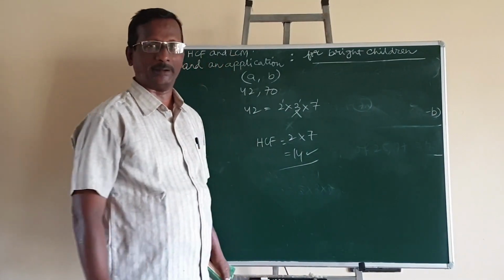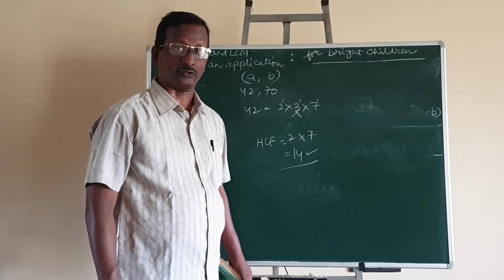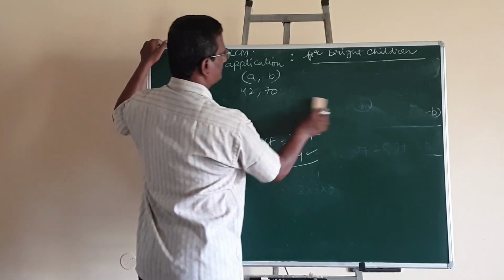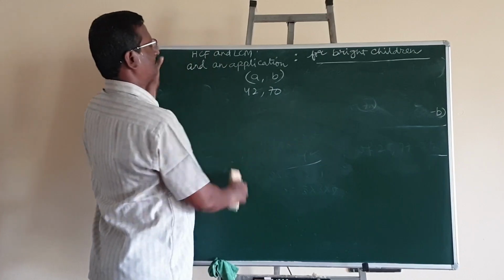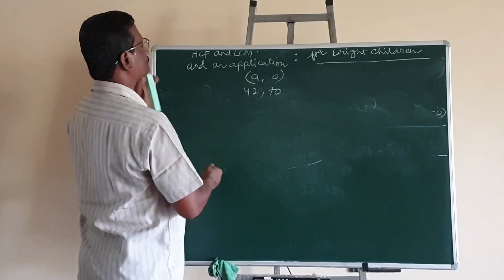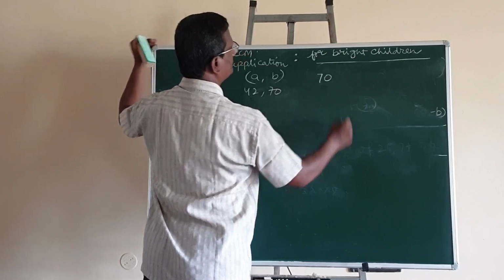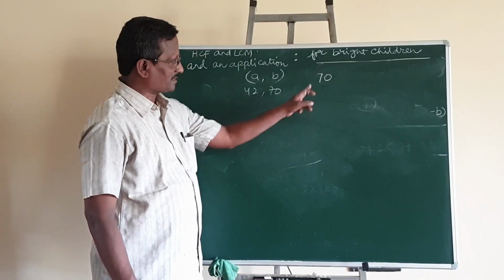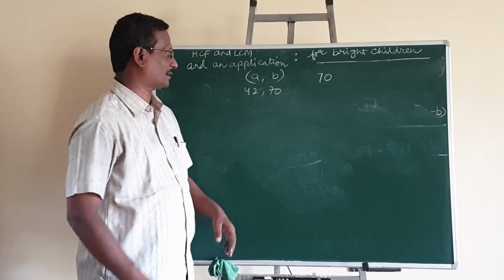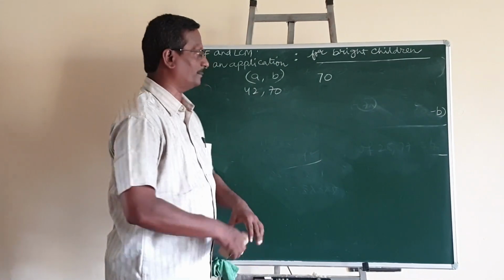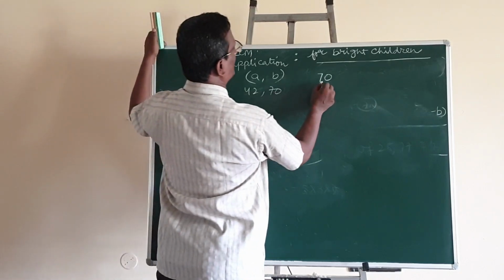By using the same type of procedure, we can calculate LCM also. For LCM, we do like this. Same numbers we will take for LCM also. Here, among the two numbers, you take the bigger number. We write the multiples of the bigger number. Among 42 and 70, 70 is the bigger number.